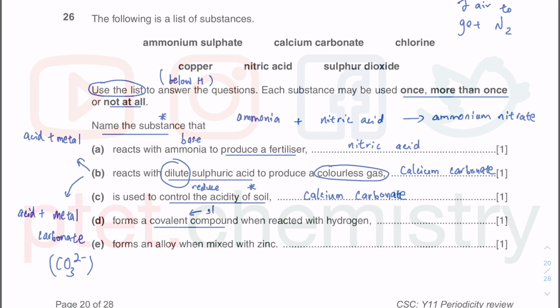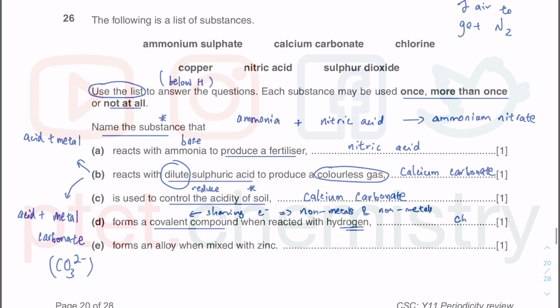Next one, forms a covalent compound. Covalent should remind you of sharing electrons, and a covalent bond is between non-metal and non-metal. Hydrogen is one partner, so hydrogen can combine with another non-metal, and that has to be chlorine, because hydrogen and chlorine will give you HCl, the dot and cross of which looks like this. Dot and cross is again a year 9 covalent bonding concept. There are 2 electrons being shared here, so 2 electrons shared equal to 1 covalent bond.